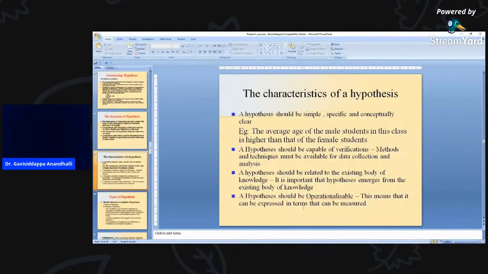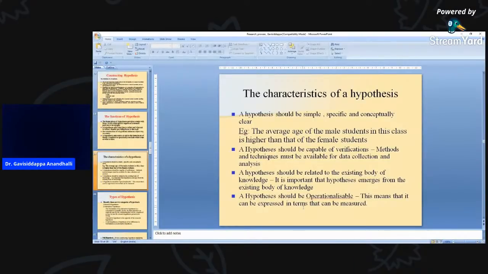Characteristics of hypothesis: hypothesis should be simple, specific, conceptual, clear. The average age of the male students in this class is higher than that of the female students. Very straightforward statement. Or, the average academic scores between male and female are the same or similar, you can say. So it should be very clear. There should not be any kind of ambiguity. It should not be a moral statement, and should not have words like maybe, may not be.